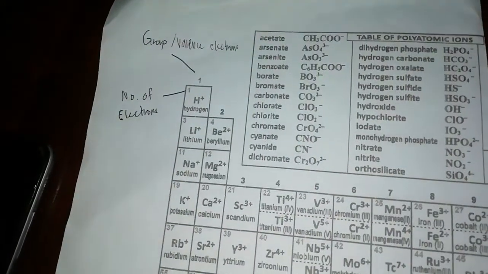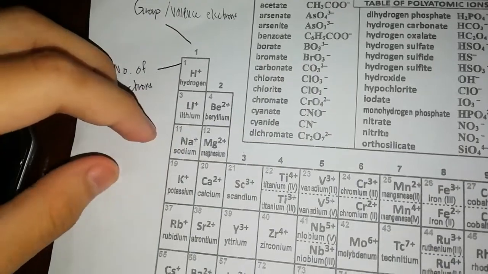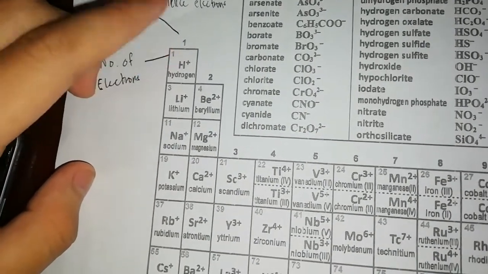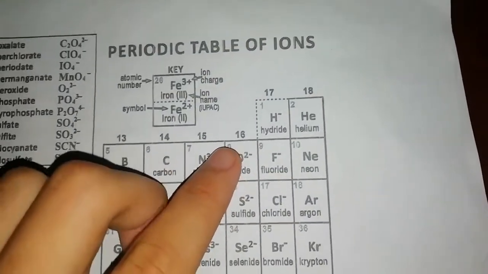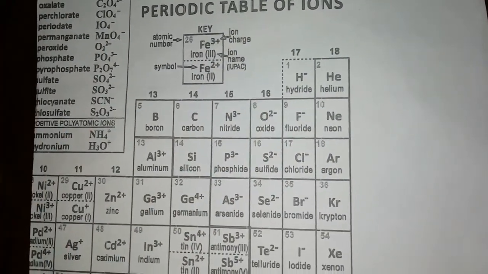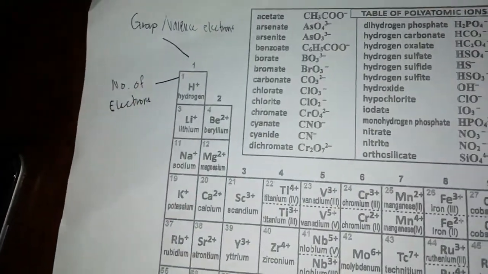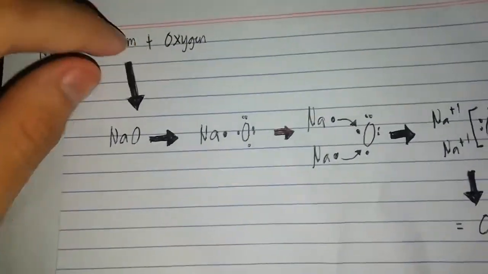And then we're also going to find the group or the valence electrons of each element. Sodium is from group 1, which means it has only 1 valence electron. And oxygen is from group 16, which gives us group 6, and it means it has 6 valence electrons. And then to solve for it, this goes the process.